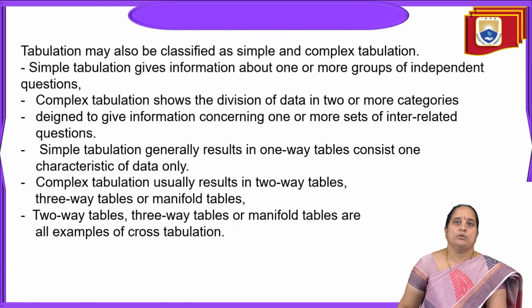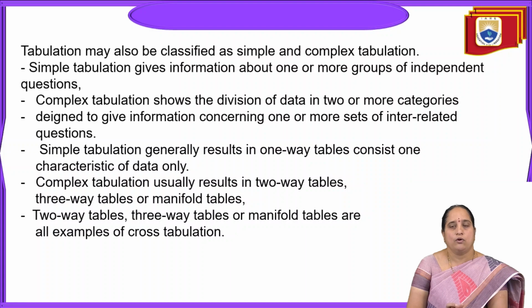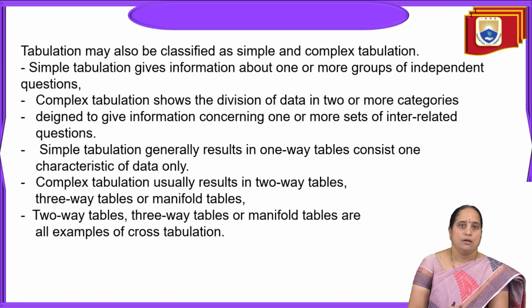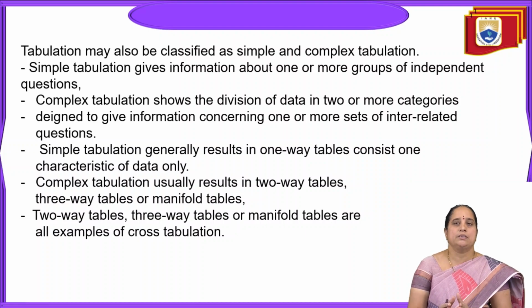Tabulation may also be classified as simple and complex tabulation. Simple tabulation gives information about one or more groups of independent questions. Complex tabulation shows the division of data in two or more categories, and it is designed to give information concerning one or more sets of interrelated questions. Whatever items you take in the table will have some kind of relationship with each other.